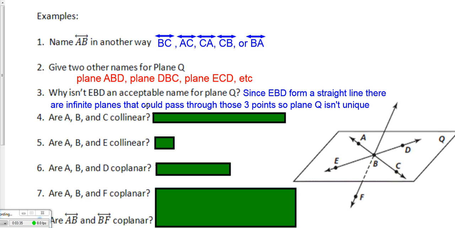Since E, B, and D form a straight line, remember that means they are collinear, there are infinite amounts of planes that could pass through these 3 points, so plane Q isn't unique. Now technically this flat surface would go through these 3, but you could also twist it. You could turn the whole plane around these 3 points. To give you an idea of what that means, pretend there are 3 marbles floating in space. One here, here, and here.